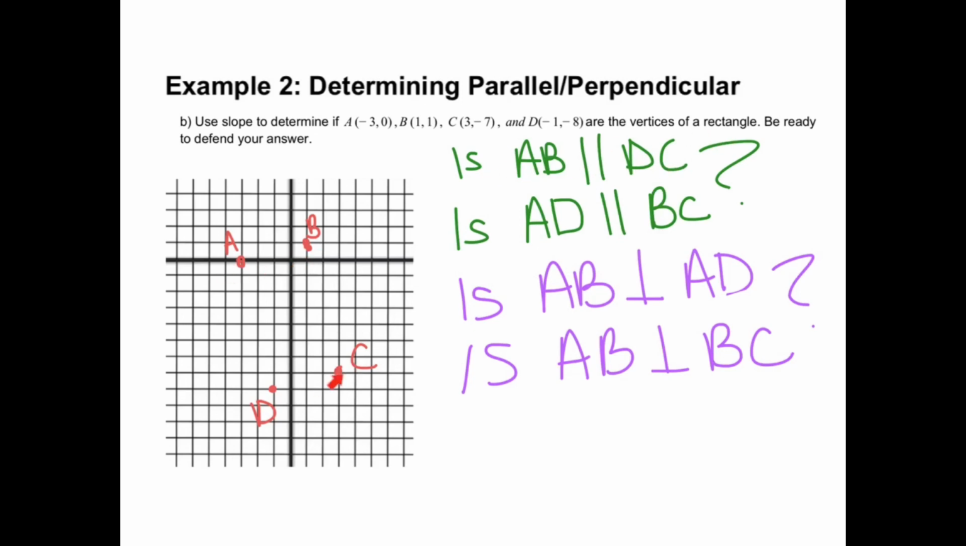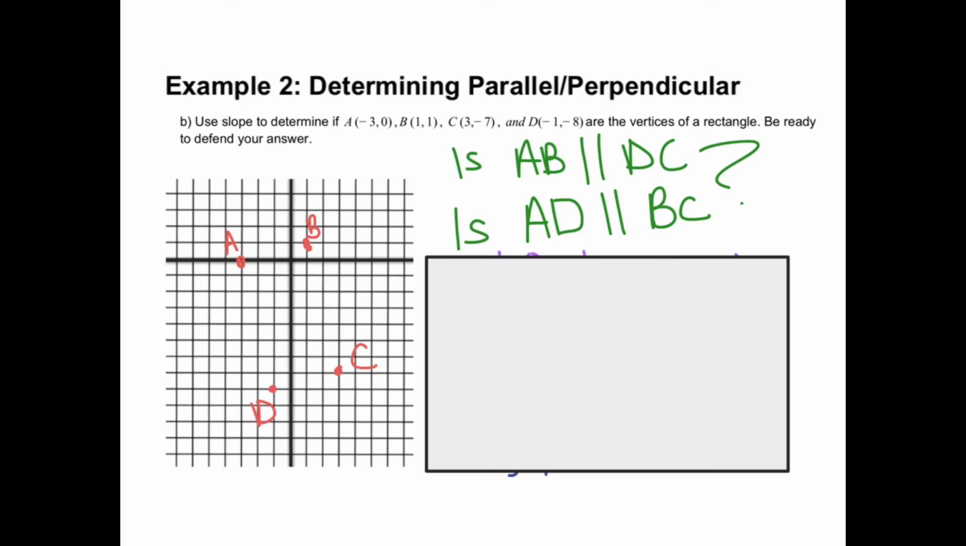AB should be parallel to DC, and AD should be parallel to BC. That's what makes a rectangle a rectangle. And not only that, AB should be perpendicular to AD, and AB should be perpendicular to BC. And if they're perpendicular up here, then they will also be perpendicular down here, and that's something that we learned in a previous lesson. So let's start first with the parallel relationship.